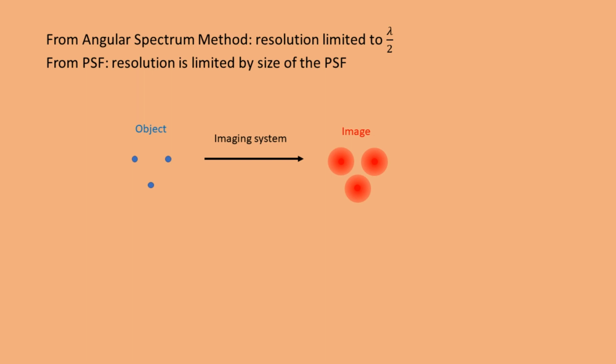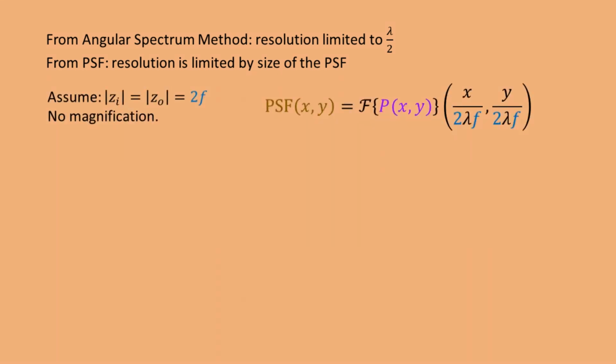So can we say something quantitative about how spread out the PSF is? Let's assume an imaging setup in which there is no magnification, which means that the image distance is the same as the object distance, which is twice the focal length of the lens. Since the image is the same size as the object, the size of the point spread function is a direct measure of the resolution with which we can image the object.